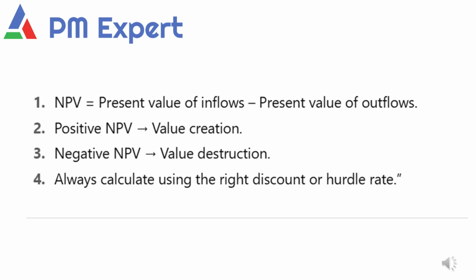To summarize, NPV is the projected profitability of the project expressed in present terms. NPV is equal to present value of inflows minus present value of outflows. A positive net present value means value creation. A negative net present value means value destruction. Always calculate using the right discount or hurdle rate.